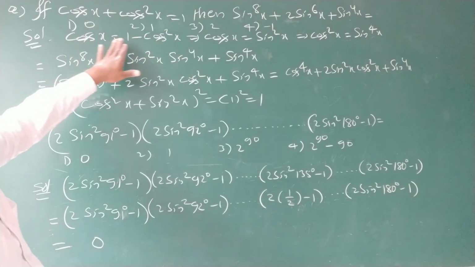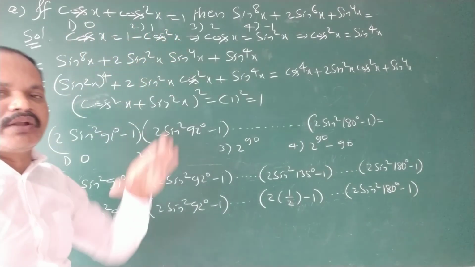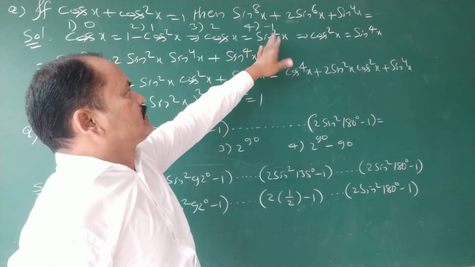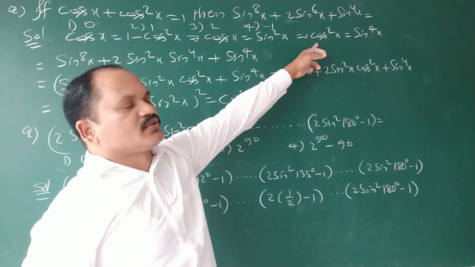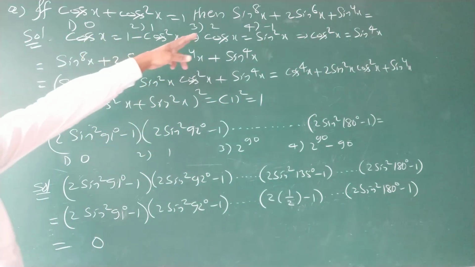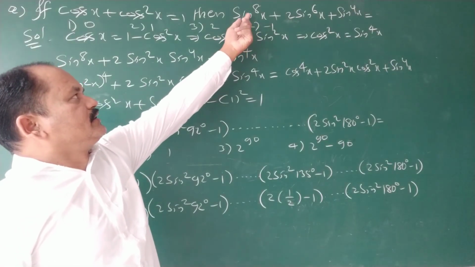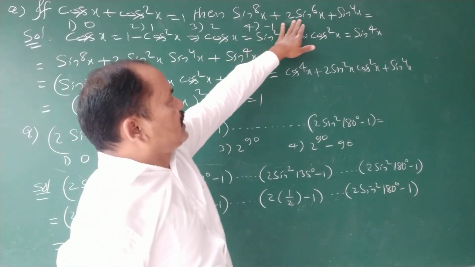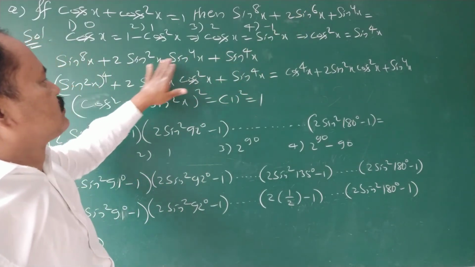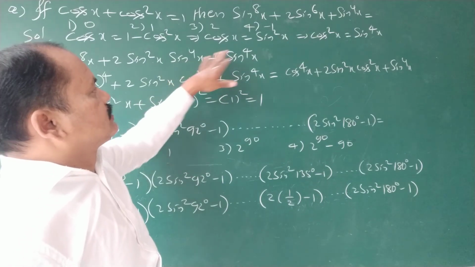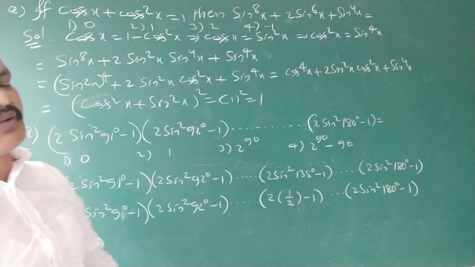From this, cos x is equal to 1 minus cos square x. 1 minus cos square x is nothing but sin square x. That's why cos x is equal to sin square x. Apply squaring on both sides, then cos square x is equal to sin power 4x. So take the condition. What we have to find? Sin power 8x plus 2 sin power 6x plus sin power 4x, which can be written as sin power 8x plus 2 sin square x into sin power 4x plus sin power 4x.